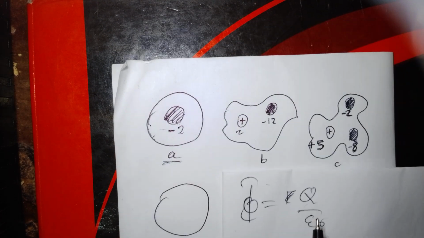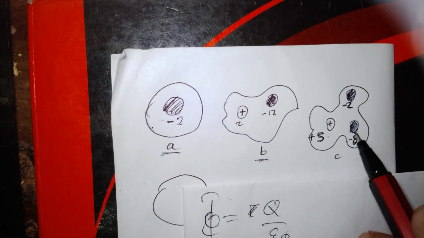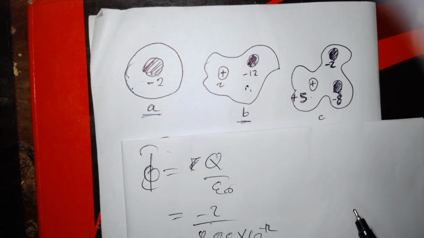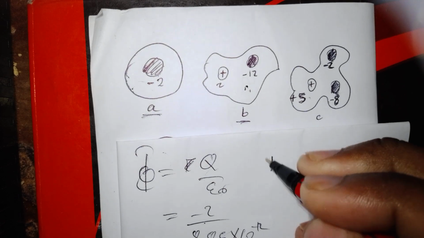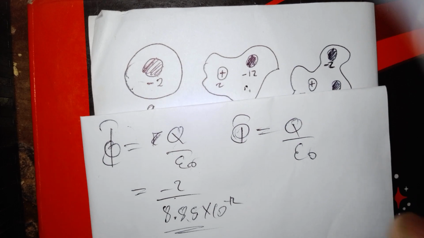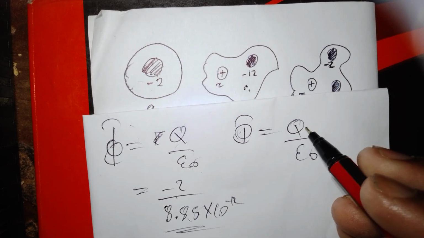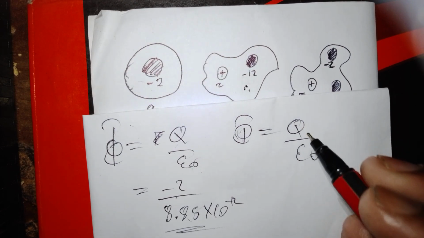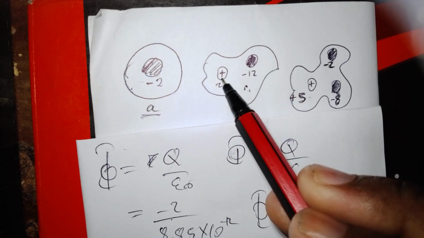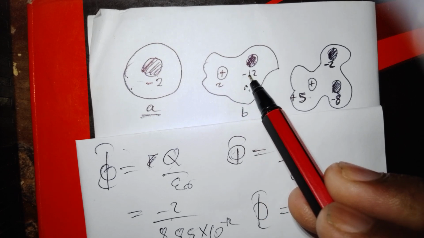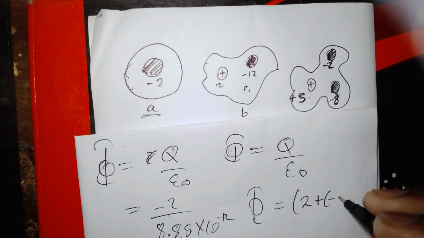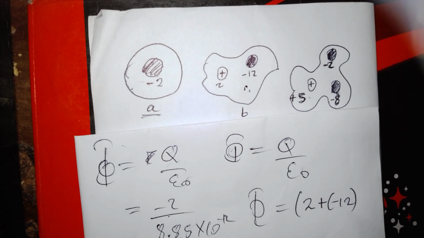Let's go to diagram B. Don't focus on these two, we will get to them. So what is the electric flux here? Again, for any enclosed surface, it is given by Q divided by epsilon naught. Q is the charge inside. So how many charges do we have? We've got two: positive 2 and -12. So we'll say positive 2 plus -12, divided by epsilon naught.